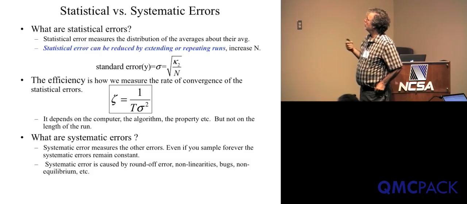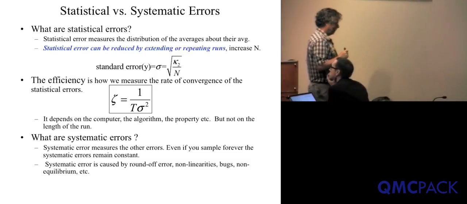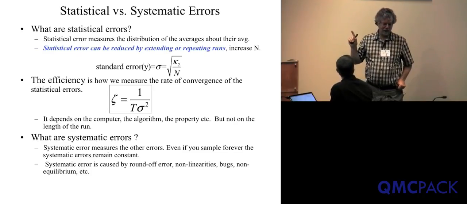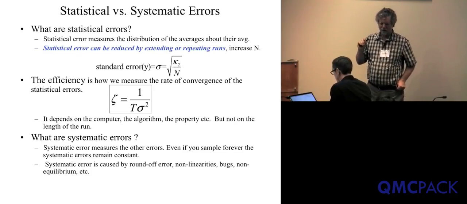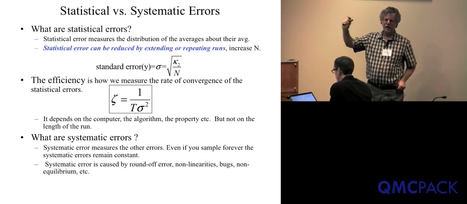So actually, in response to a question, I explained the difference between statistical and systematic errors. Statistical errors measure the distribution of the averages about their average value. The statistical error can be reduced by extending and repeating the runs. That is, we increase n. That's really an important feature. If you come to me and say, well, I'm deviating from the textbook results by 2 sigmas.